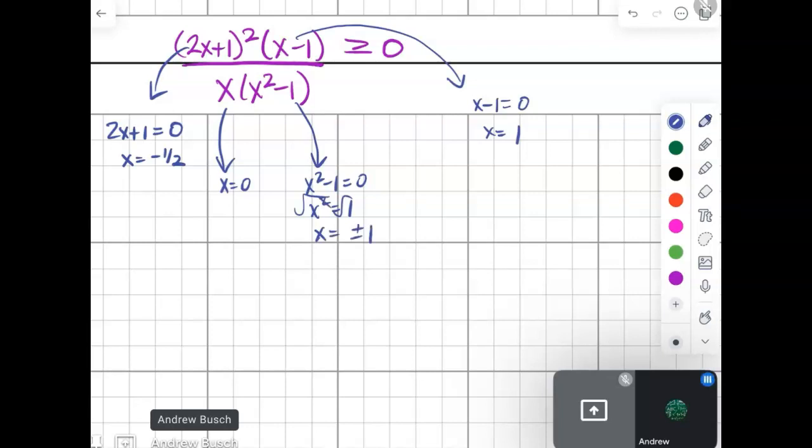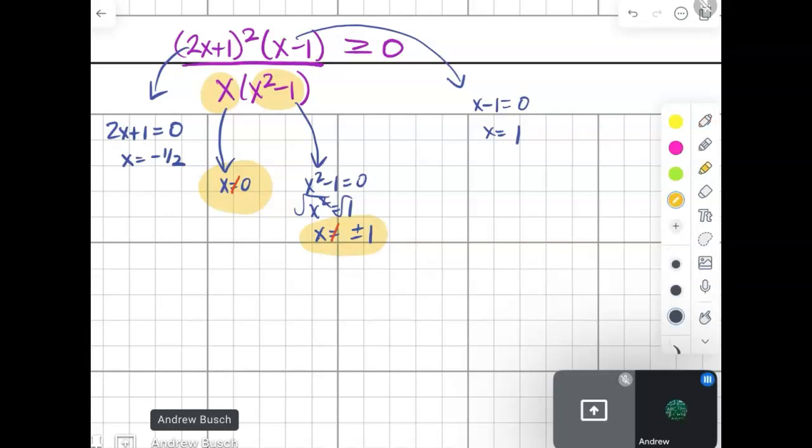When you look at rational expressions like this, where you have a denominator, you can never have 0 in the denominator. So whatever x values you get in the denominator, those you need to make sure you change to not equals. So we cannot have x's that equal 0 or plus or minus 1.